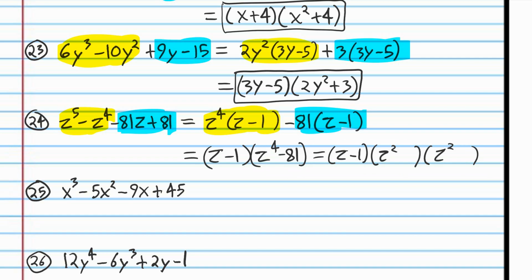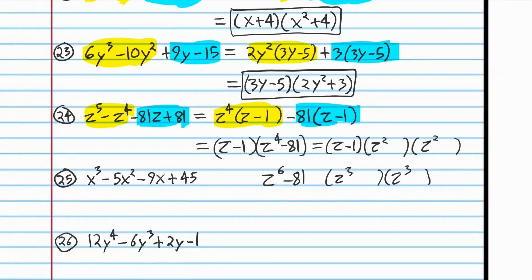because you might have z to the 6th minus 81. Then you would have z to the 3rd and z to the 3rd, because z to the 3rd times z to the 3rd is z to the 6th. Also, if you have z to the 8th, that might become z to the 4th times z to the 4th, so on and so forth. Again, I'm not going to give you very many of those problems, but I just want you to be aware that you might see those.